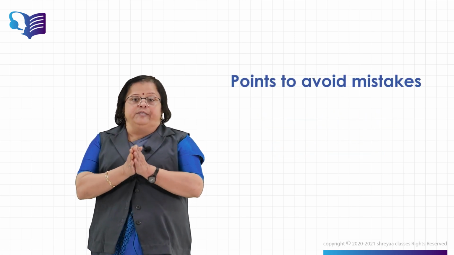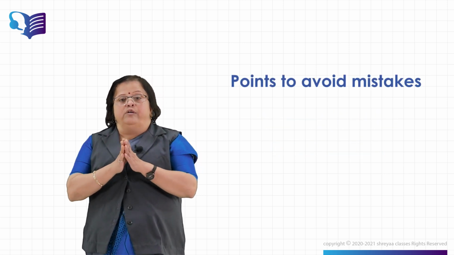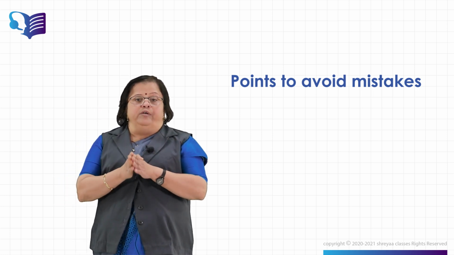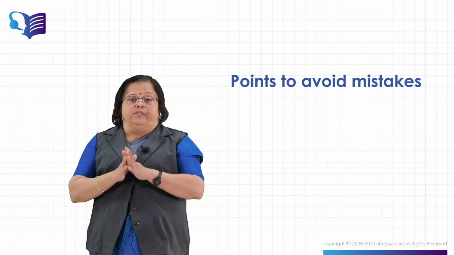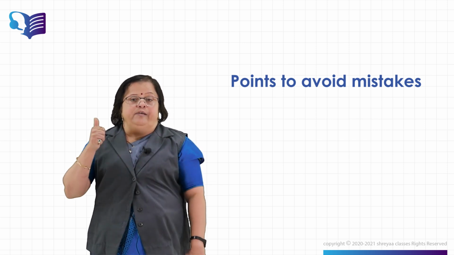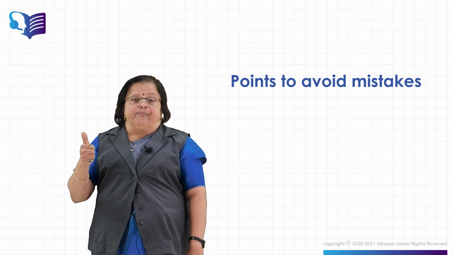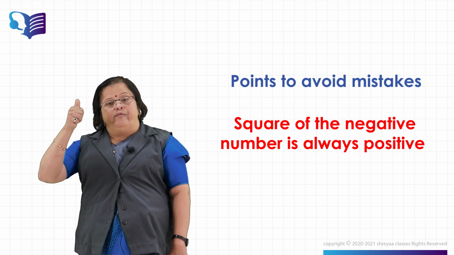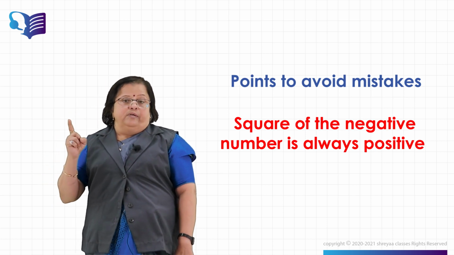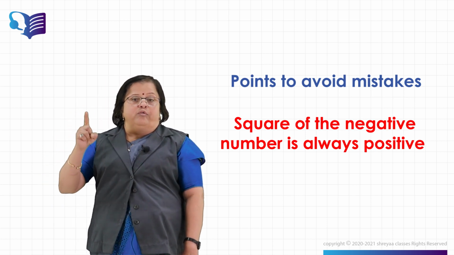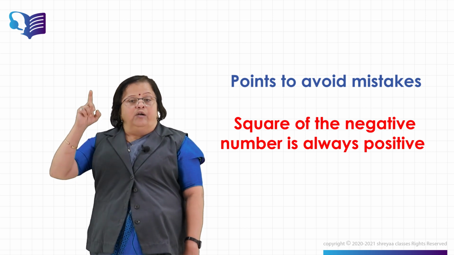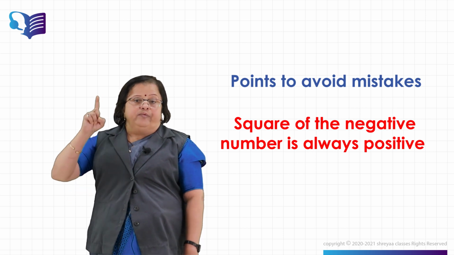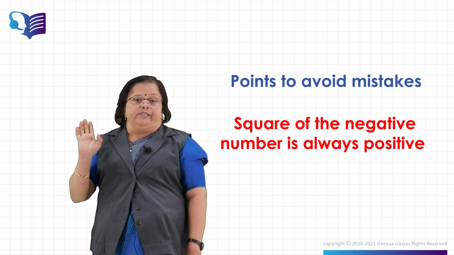Okay, so let us see some basic rules to avoid the mistakes, and these rules are very, very important everywhere. Therefore try to understand this. The first very, very important rule is: square of a negative number is always positive. That means negative 4 square, minus 4 square, don't write it as minus 16 by mistake. It is always positive. That is plus 16.